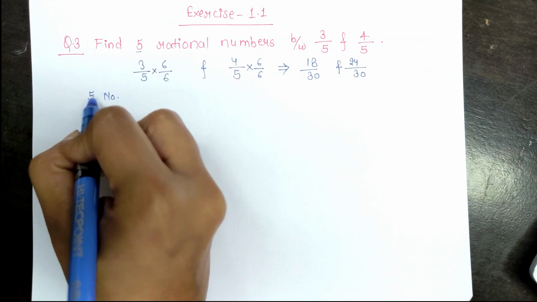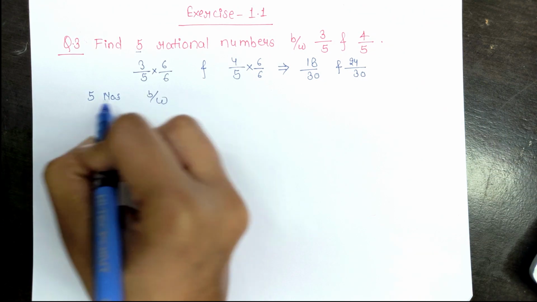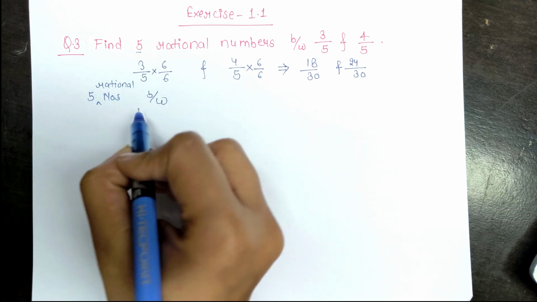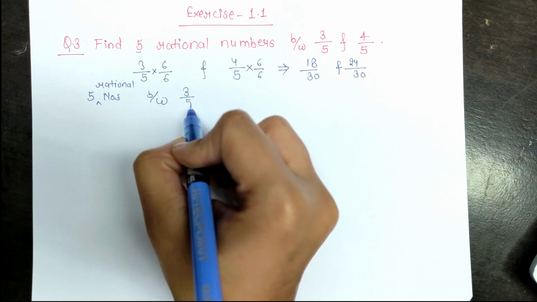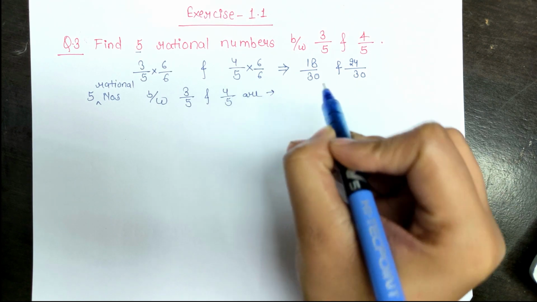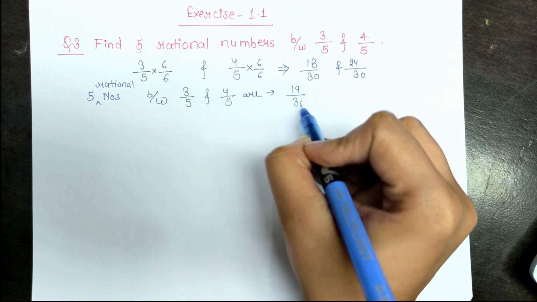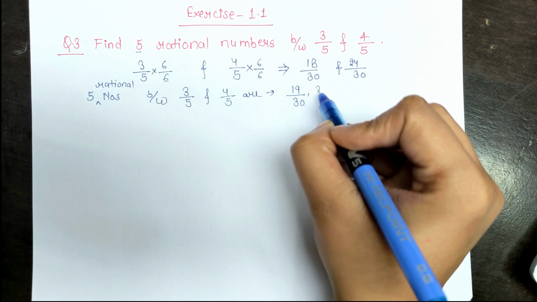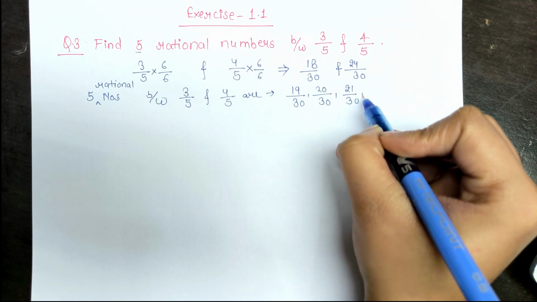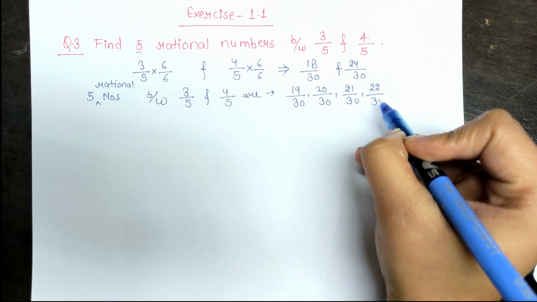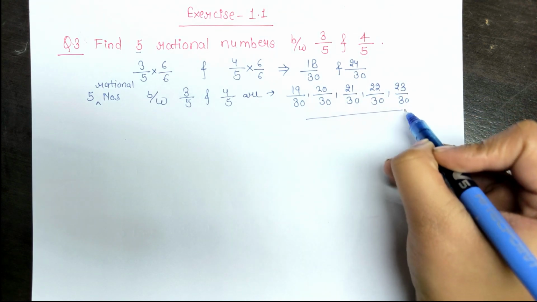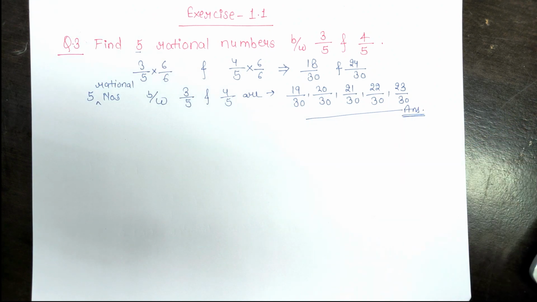So 5 rational numbers between 3 by 5 and 4 by 5 are 19 by 30, 20 by 30, 21 by 30, 22 by 30 and 23 by 30. So this will be our answer.